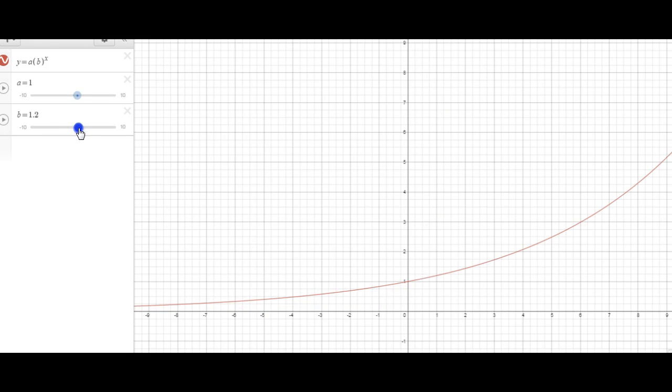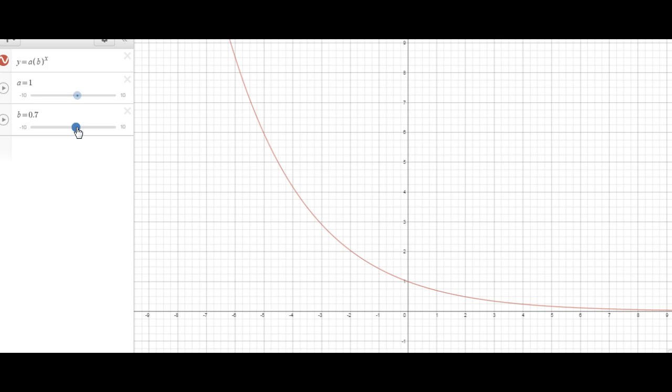Okay, we can't take b as negative, right? Because what happens when it's negative? The curve disappears, right? So the b value, the base of the exponential, is not allowed to be negative, but it can be between 0 and 1. And notice what's happened here, right?